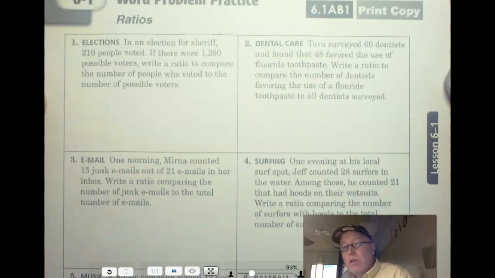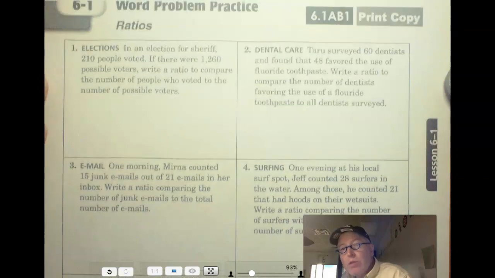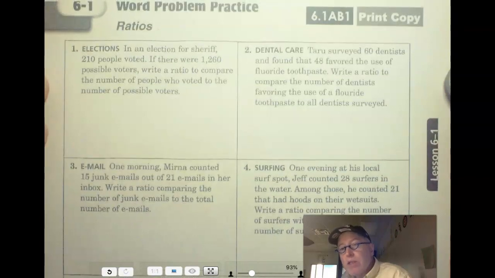Hello, this is a tutorial on 6.AB1, some word problems where we'll use our simplest form skills and our determine-whether-ratios-are-equal skills, these two things we've been practicing in 6.1A and B together.